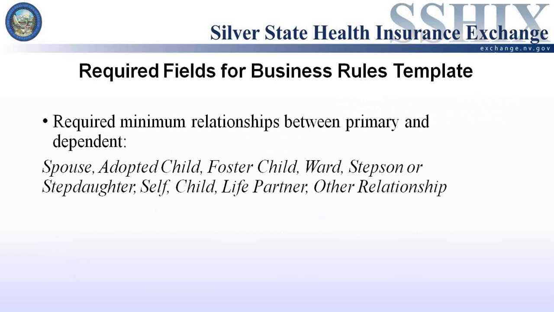In the business rules template, the required minimum relationships need to be spouse, adopted child, foster child, ward, which is a disabled dependent, stepson, stepdaughter, self, child, life partner, and other relationship.